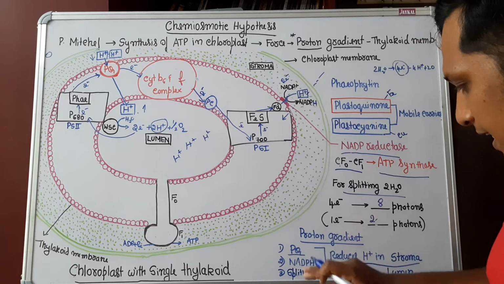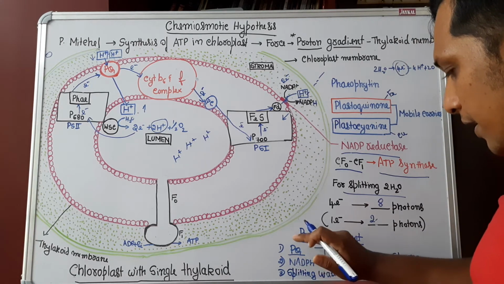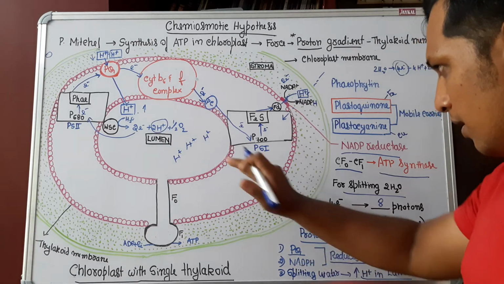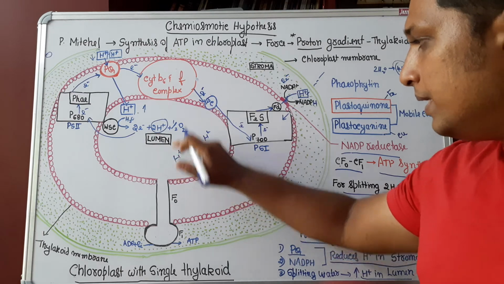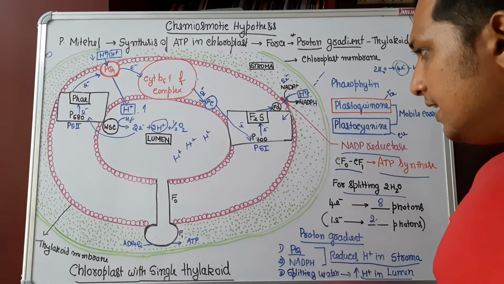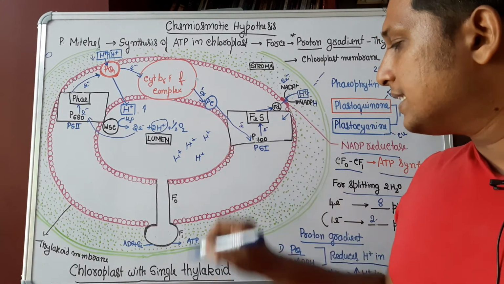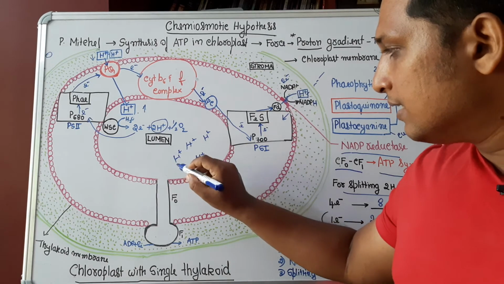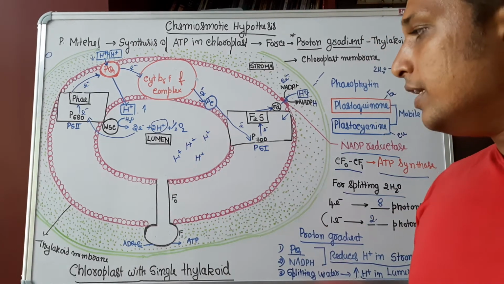Because of these three reasons. One is plastoquinone pumping and NADPH formation, which reduce H plus ion in the stroma, so a gradient is developed. Splitting up of water in the lumen builds up H plus ion in the lumen, so a gradient is formed. Because of these three reasons, there is building up of H plus ion in the lumen, and pH decreases. Now the H plus ion which is accumulated in the lumen tries to go back out to the stroma.